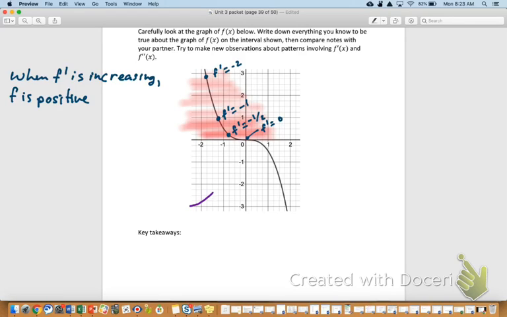But what if we had some graph that looked like this? F is clearly negative the whole time, right? But do you see how f prime is increasing? F prime went from 1/2, f prime is 1, f prime is 2. Do you see how f prime is increasing? Yet all the f's are negative.